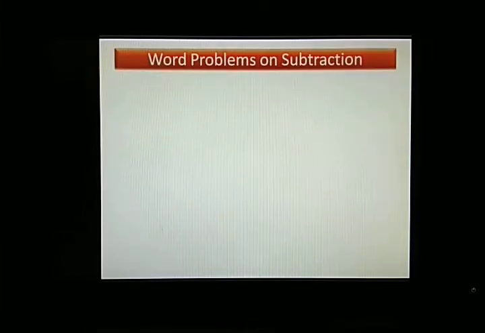Hello everyone. Today in our class we are going to discuss the topic called word problems on subtraction. We'll be discussing some of the examples that are given in your textbook. These are word problems where the operation subtraction is used. So let us begin with the first example.